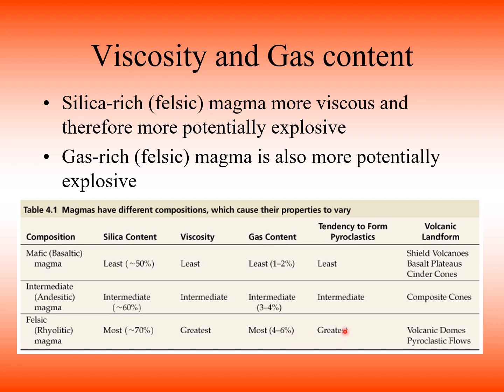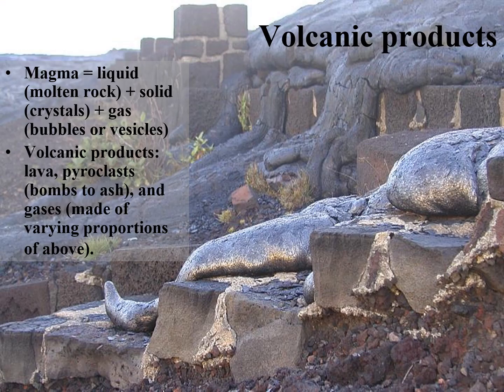They have the highest tendency to form pyroclasts, so ash, bombs, explosive ejecta, and those form volcanic domes and pyroclastic flows. And I'll show you what each one of these volcanoes looks like in a moment. So as far as that ejecta goes, we kind of lump everything in together. Everything that erupts from a volcano we just call volcanic products.